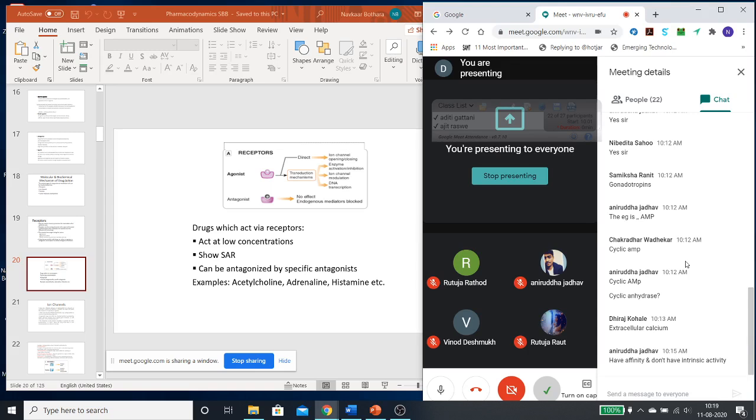So this is how the pharmacodynamics of receptor mediated drug action works. I hope this much is clear. Any difficulties so far?